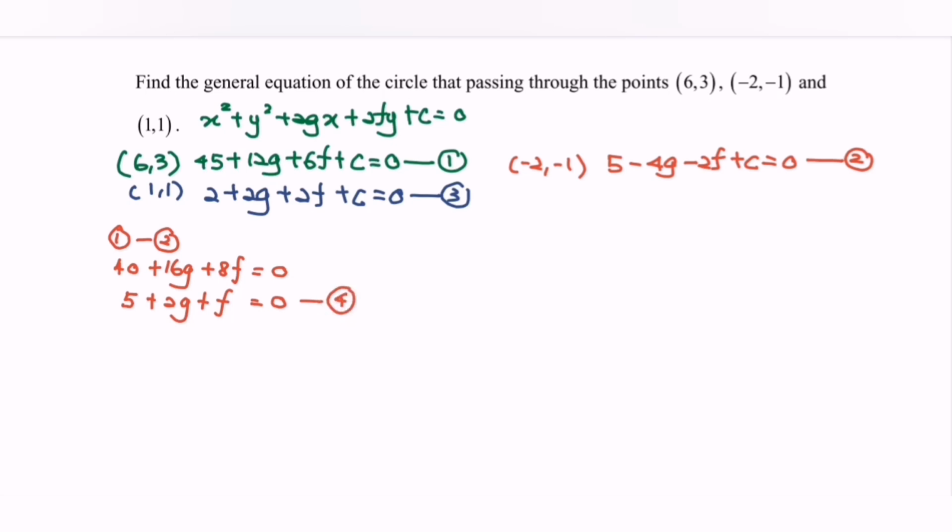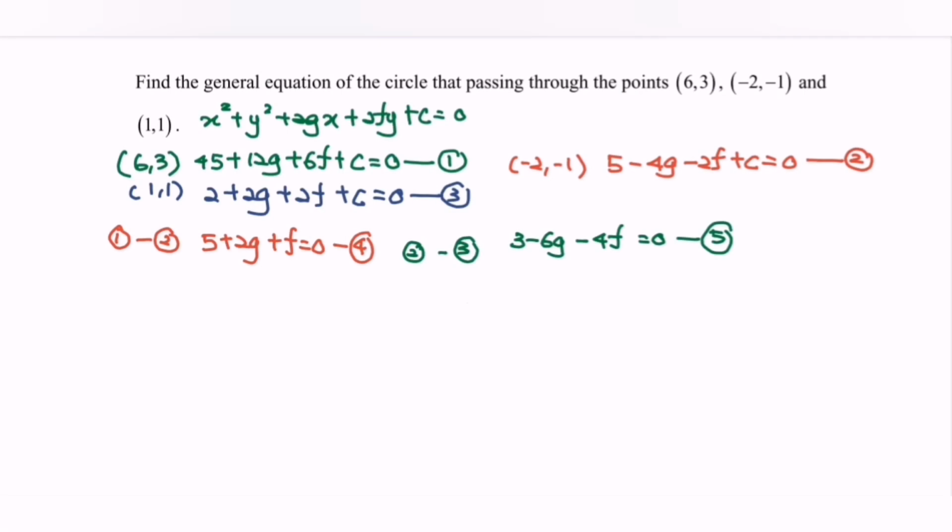Next, relate the situation again. So where we have the second equation minus the third equation. So 5 minus 2, so we will have 3. Negative 4 minus 2g, and we will have negative 6g. Negative 2f minus 2f, so we will have negative 4f. So finally, c minus c, and we will have 0. So we name it as the fifth equation.